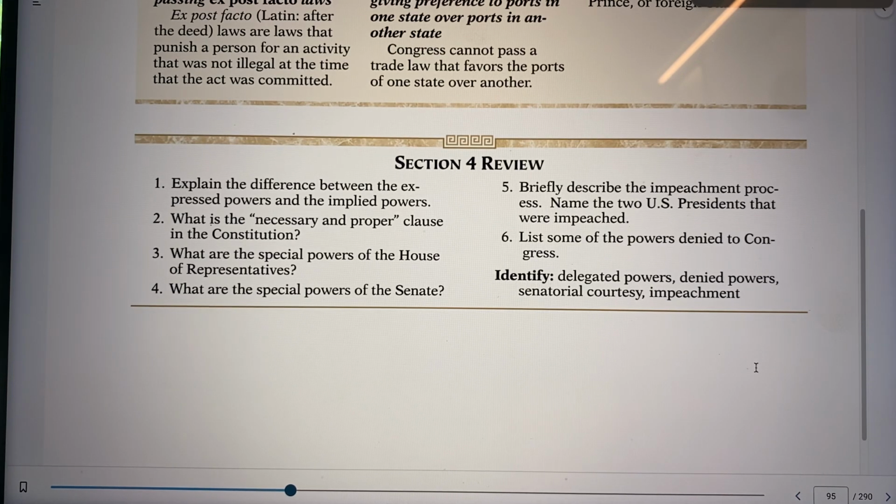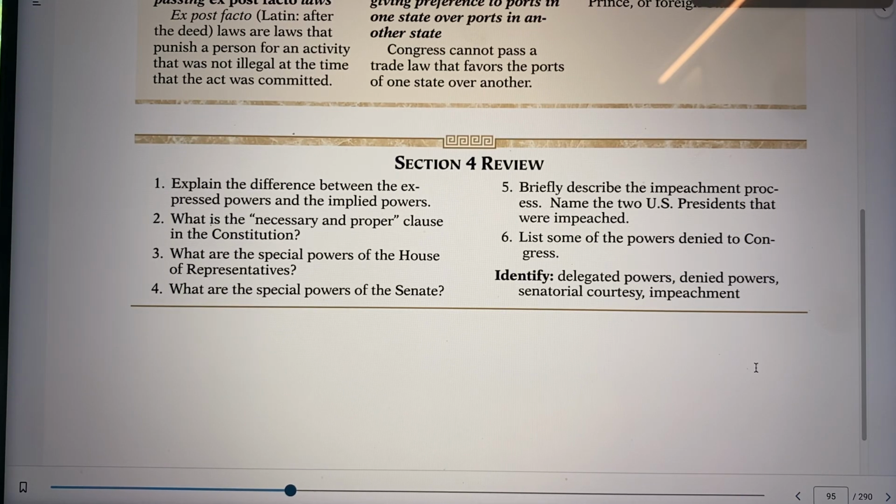So, number 6, the last one here. List some of the powers denied Congress. Okay, we know those. We went over all those: bills of attainder, habeas corpus, cannot give direct tax, and so on. We went over those whole things, so I'm not going to go over that again. But just look above, and you can see all those powers that are denied.